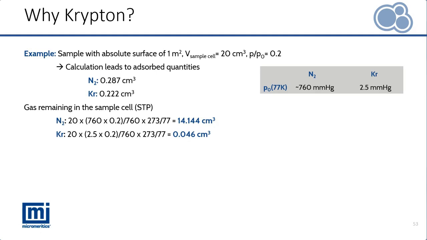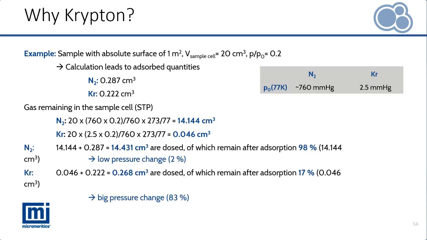At these conditions, an amount of 14.144 cubic centimeters of nitrogen remains in the gas phase above the sample, referred to as TP, compared to 0.046 cubic centimeters of krypton. Consequently, a total of 14.431 cubic centimeters would have to be dosed for nitrogen in the experiment, of which 98% would remain in the gas phase and only 2% would be adsorbed by the sample.